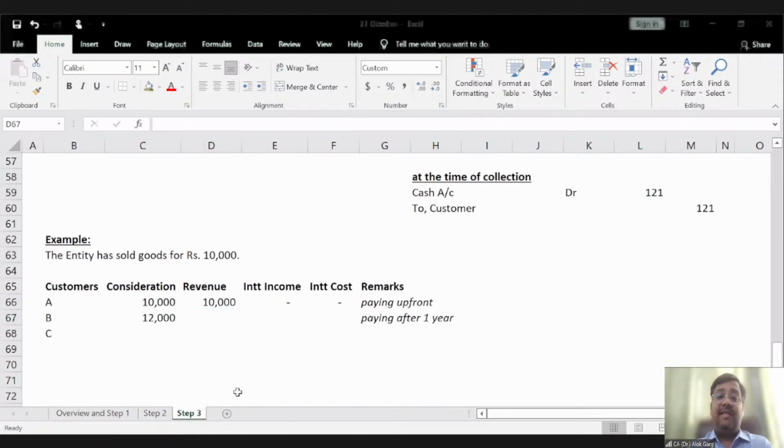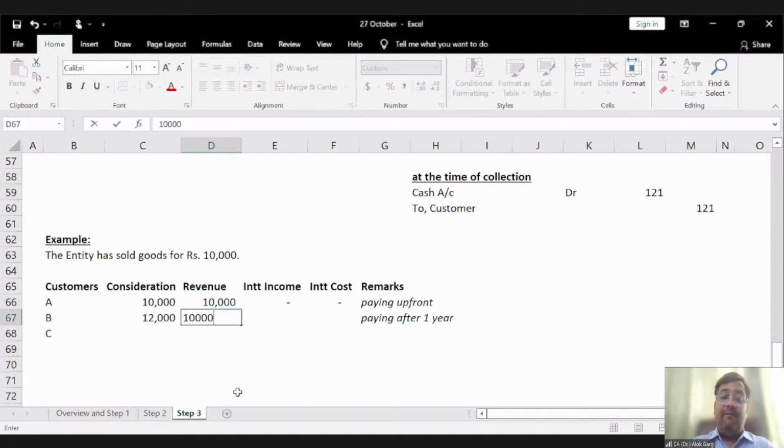Tell me what is my revenue in this case? The revenue is an amount which is going to be received by way of sale in the ordinary course of business. So what is the amount? What is the price if these goods and services have to be sold in a normal credit period, or let's say if they have to be sold upfront? By way of selling goods upfront, the entity would have recognized a revenue of 10,000 rupees.